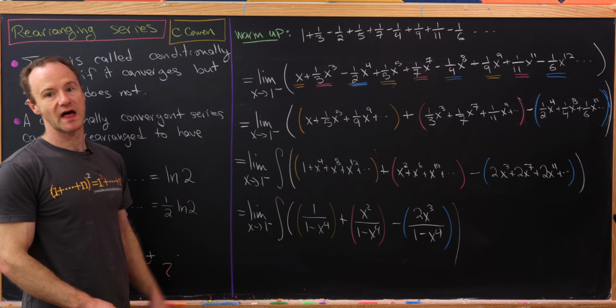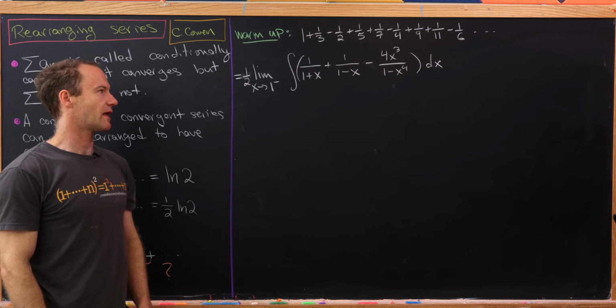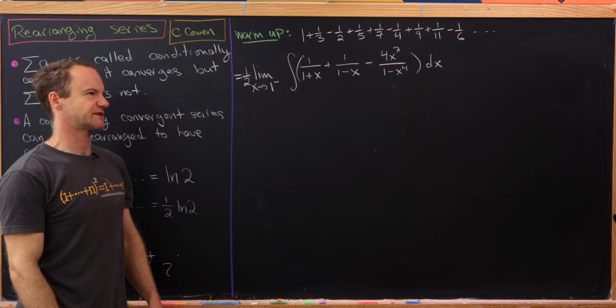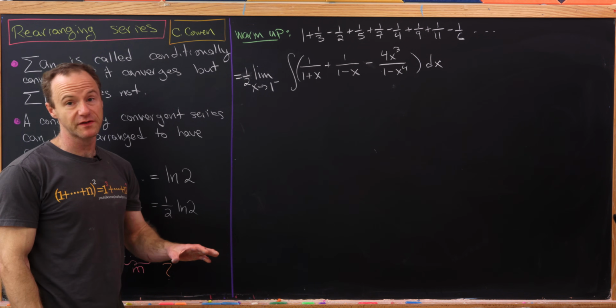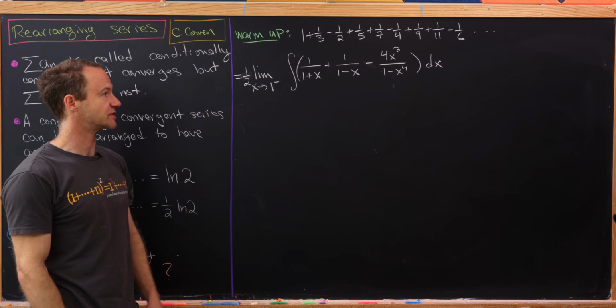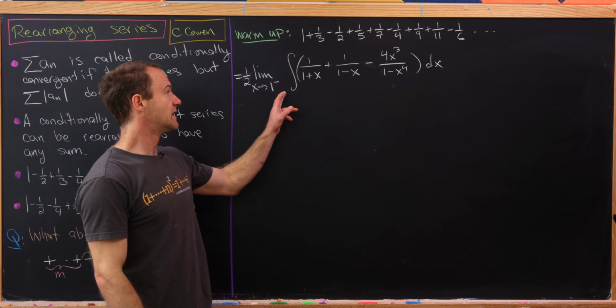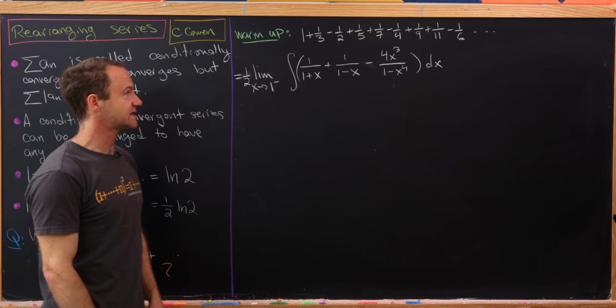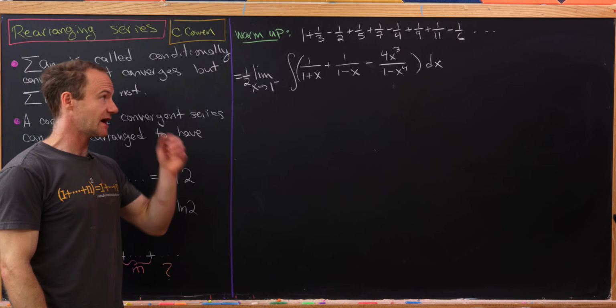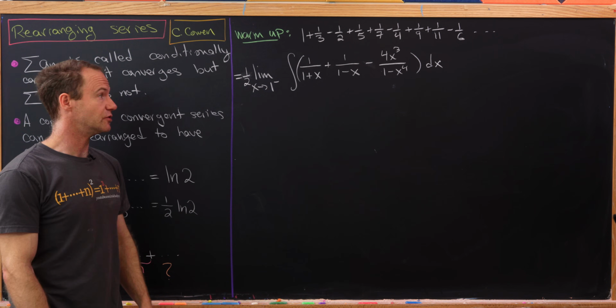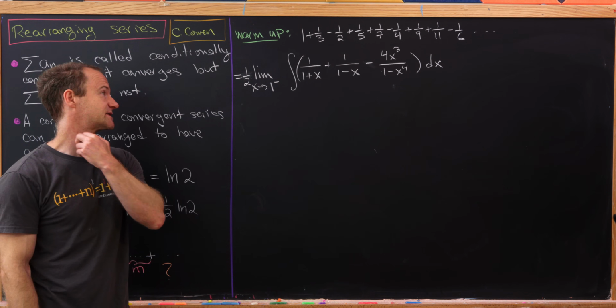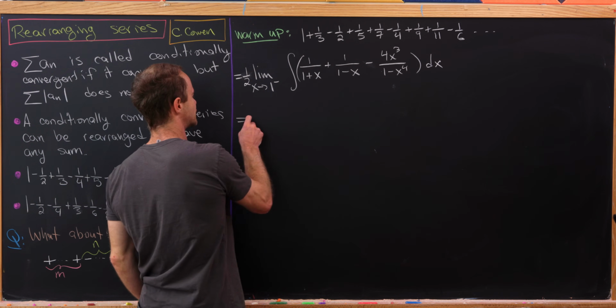Okay, so let's maybe move that up. So I've taken what we had on the last board and I've done some minor adjustments, and that's just really doing arithmetic on those rational functions. So now I have half the limit as x goes to 1 from below, the antiderivative of 1 over 1 plus x plus 1 over 1 minus x minus 4x cubed over 1 minus x to the 4th. And now we're pretty much set up.